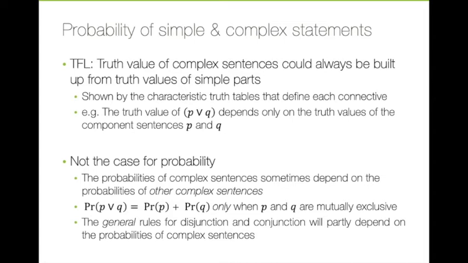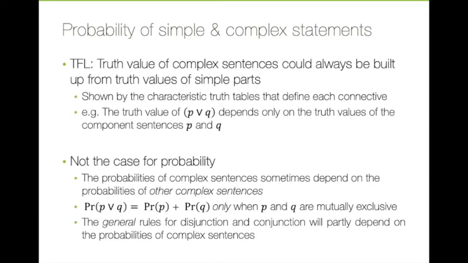No matter how complex they were, as long as they had the right truth values, you could get the truth value of a sentence with that connective. For example, the truth value of P or Q depended only on the truth values of those disjuncts, P and Q. That was enough to get the truth value of the whole sentence. That won't be the case for probability, or the parallel won't. The difference is that the probabilities of complex sentences sometimes depend on the probabilities of other complex sentences.